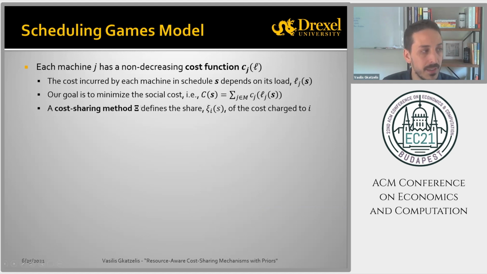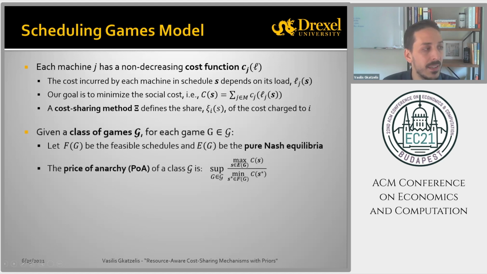A cost-sharing method, Xi, defines this share. This is the handle that we're going to have in the problem. We're going to be determining the cost-sharing method, which determines the cost of the users, and therefore really changes their incentives and the equilibria of the induced game. Given a class of games G, everybody knows the definition of the price of anarchy by now, but for completeness, if F(G) is the set of feasible schedules and E(G) is the set of pure Nash equilibria of this game, the price of anarchy is the supremum over all games in the class of the worst social cost one could get in equilibrium over the optimum one could get over all feasible outcomes.